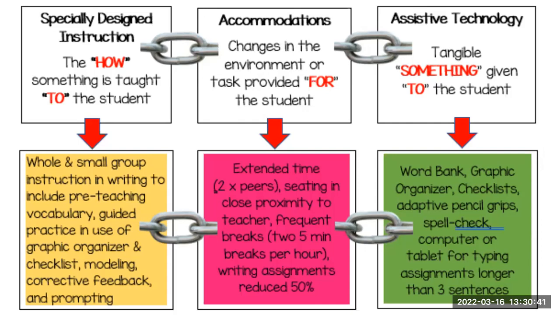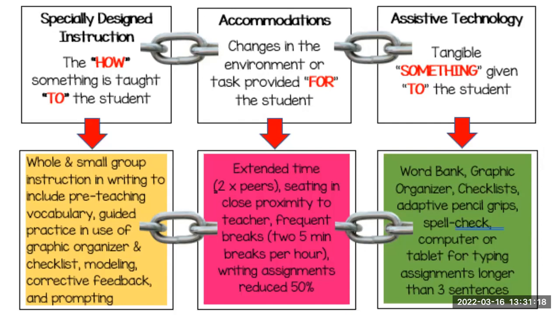Now we move to accommodations. So we know that the student has a need in the area of writing. So we know that they need this specially designed instruction. So what else might they need as an accommodation to the environment or to the assignment itself? We're going to look at extended time, how much, twice that of peers, seating in close proximity to the teacher, frequent breaks. We've identified how often, how many, and we're saying that those writing assignments are reduced by 50%.